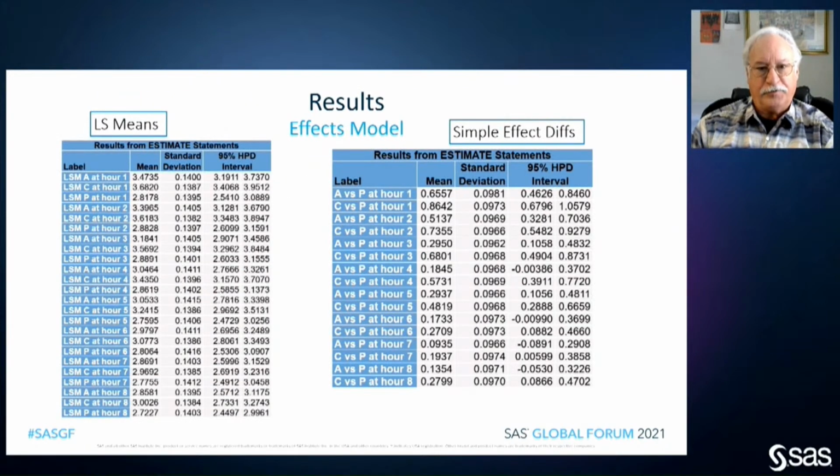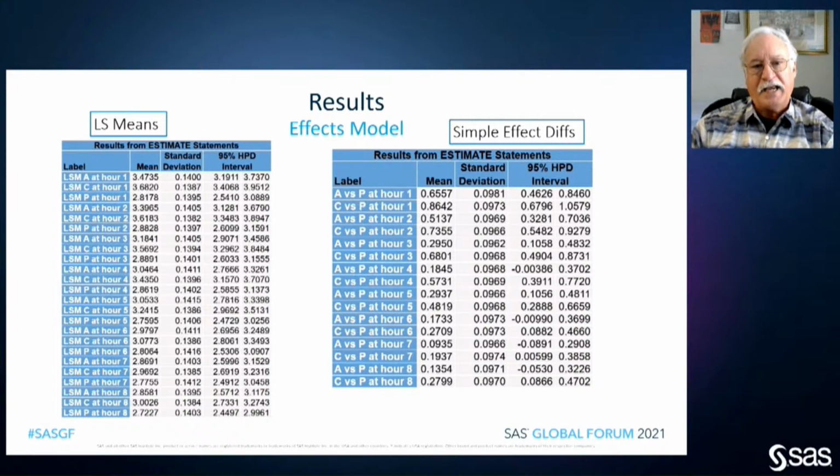So if we look at the output for this, the first is the results for the effects model. We have all the least squares means. I've listed these by hour. You could do a PROC sort and list these by drug over the various hours if you wanted to. But here you can see what the mean breathing comfort is at hour 1 for each of the drugs. So you see it's up in the 3s for the A and C treatment, but it's only 2.8 for the placebo. And you can go through all the hours.